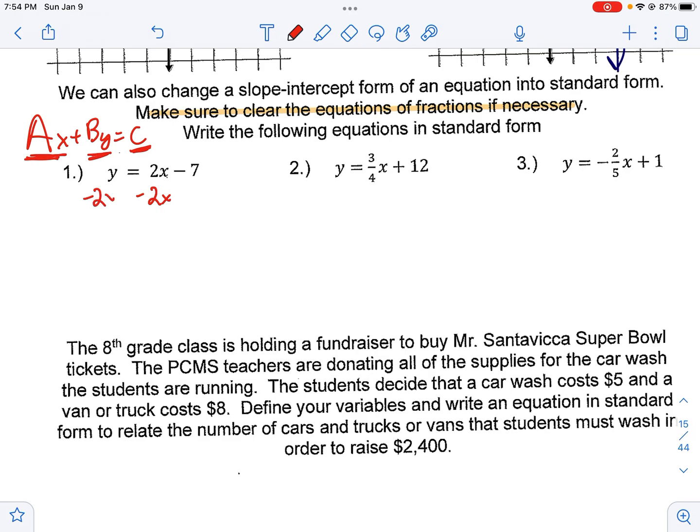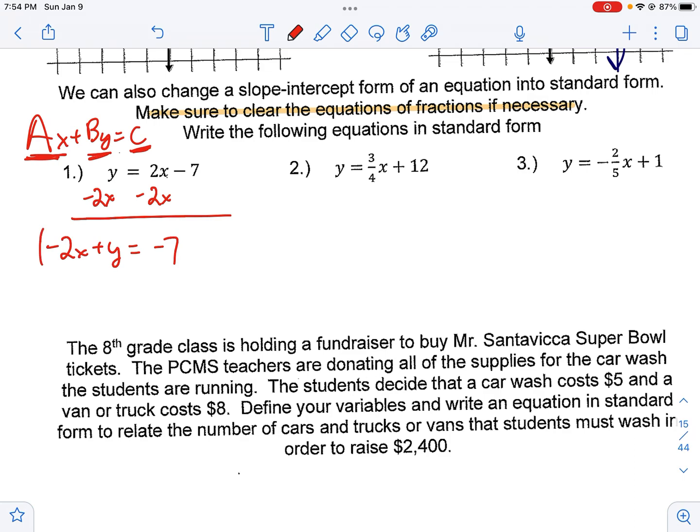The first step to create standard form is to always move the x and y variables to the same side. So for this one, we'll have negative 2x plus y equals negative 7. If we subtract 2x on both sides, that moves it to the same side as the y, and then we can go from there.